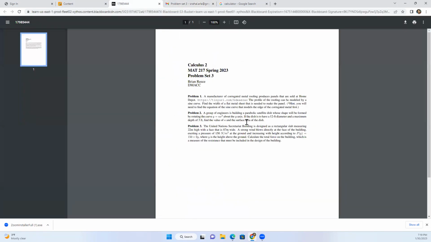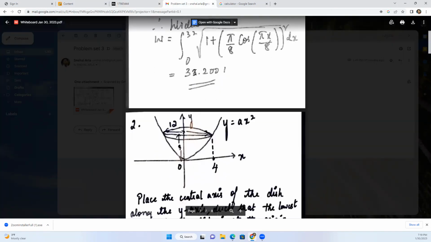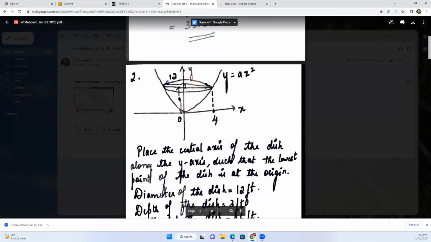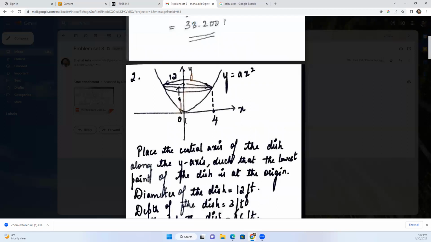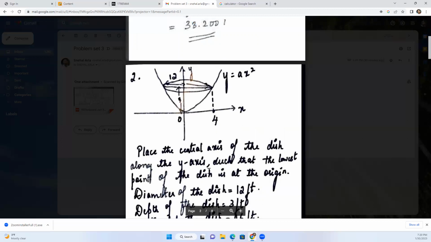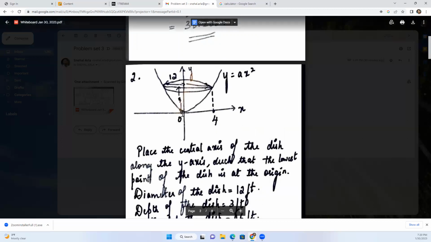Moving on to the second question. It asks us to find the area and the surface area of the dish, given that the diameter and the maximum depth are 12 and 3 feet respectively. With this one, you place the central axis of the dish along the y-axis, so the lowest point of the dish is at the origin.